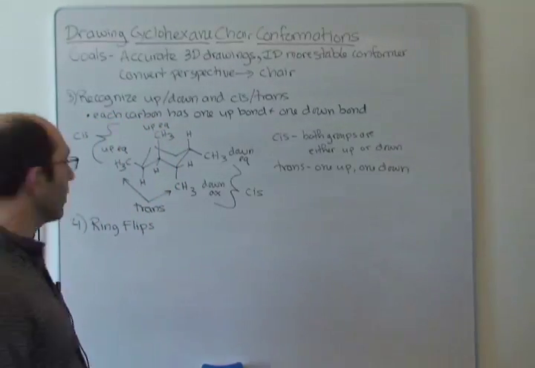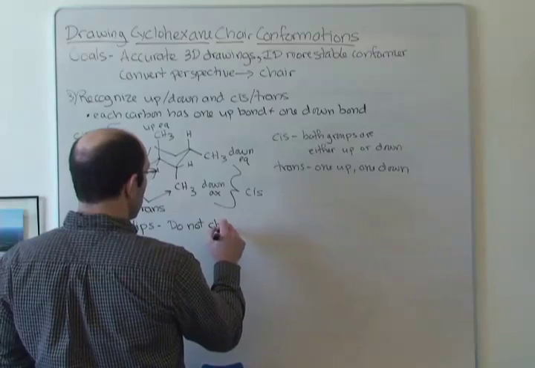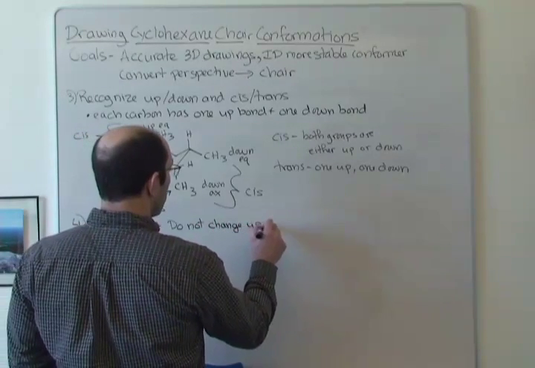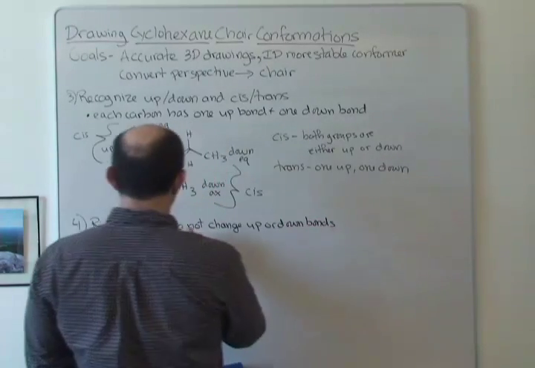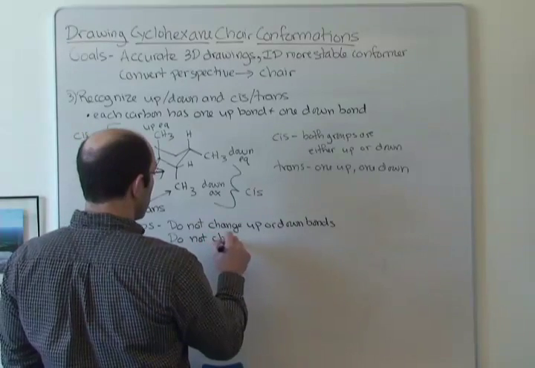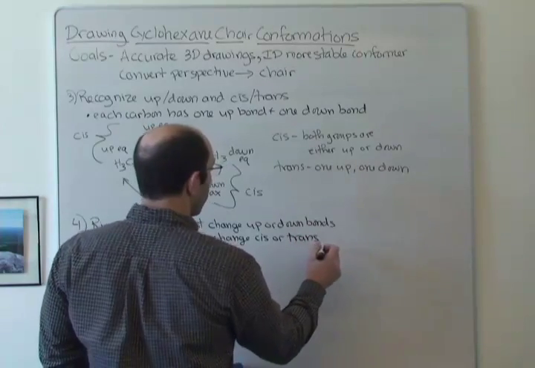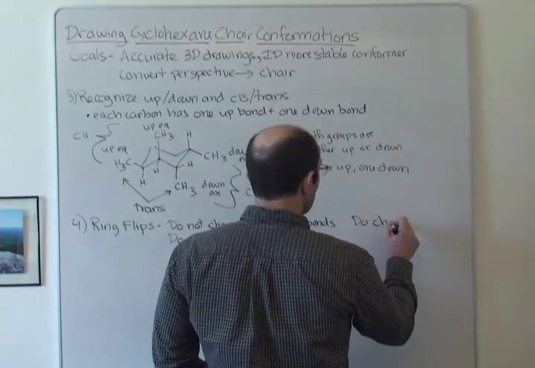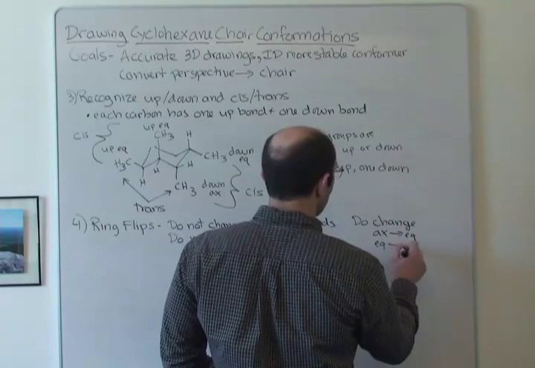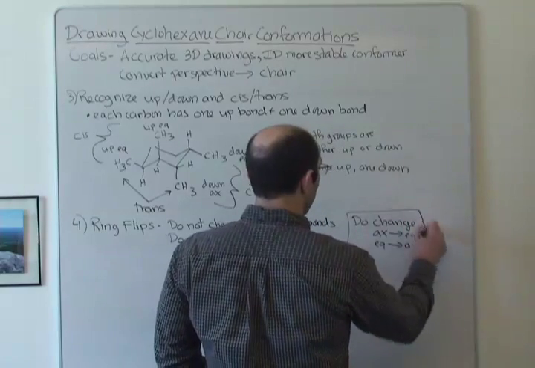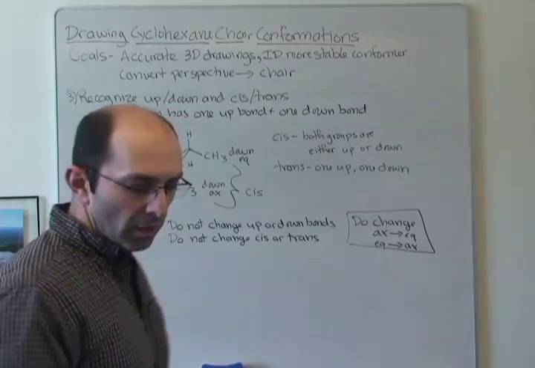Let's write that down. In ring flips, we do not change up or down bonds. We do not change cis or trans. We do change axial to equatorial and equatorial to axial. That's the only thing that changes when we do a ring flip. Let's look at the following molecule.